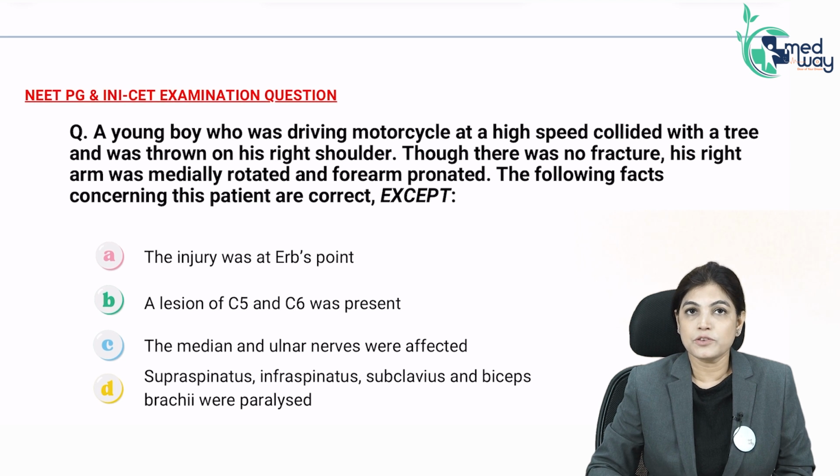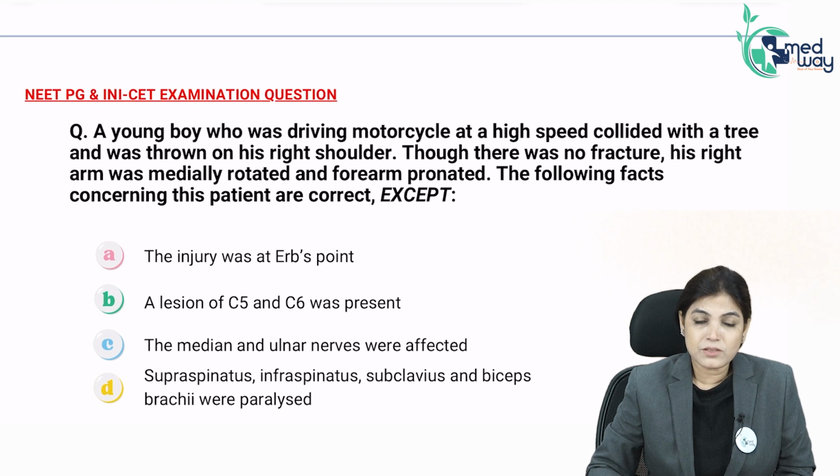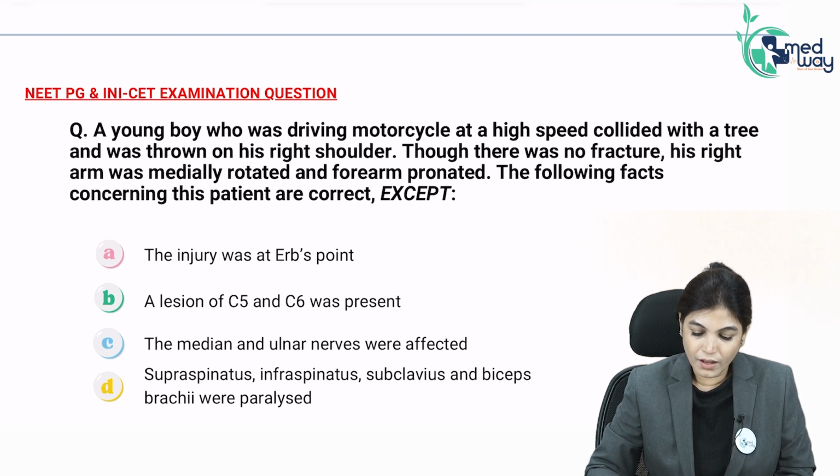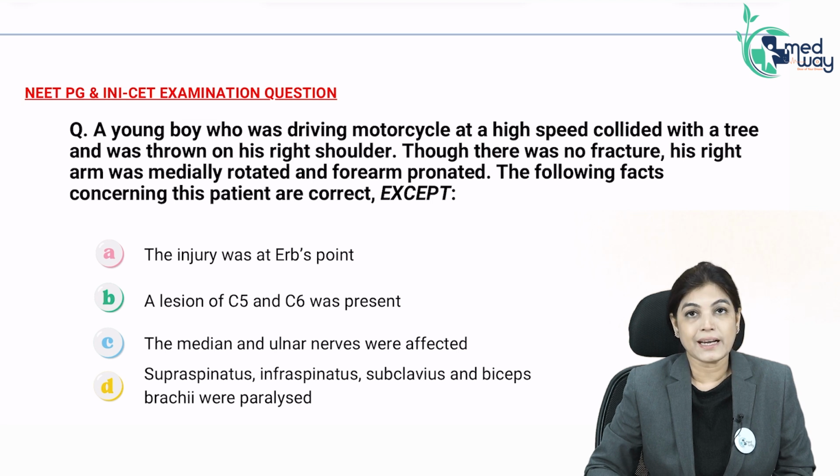Now, I would also like to solve one more MCQ with you, that is related to the NEET-PG INI-CET examination. So, this is a clinical question. Let me read it for you. This is also a question asked in a previous year's examination. A young boy who was driving a motorcycle at high speed collided with a tree and was thrown on the right shoulder. There was no fracture. His right arm was medially rotated and the forearm was pronated. The following facts considering this patient are correct except.